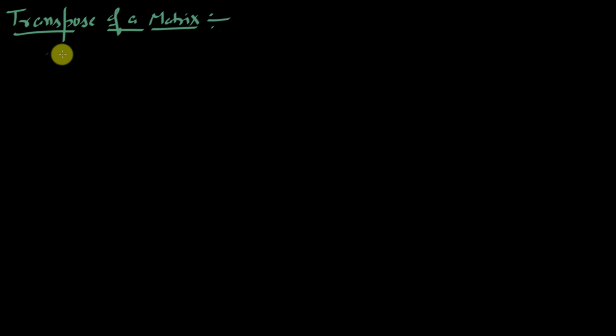So transpose of a matrix, like A matrix transpose, is denoted by prime sign, and some books also use AT. AT stands for transpose of A. So this sign is called prime sign. So this is the symbolical representation of a transpose of a matrix.